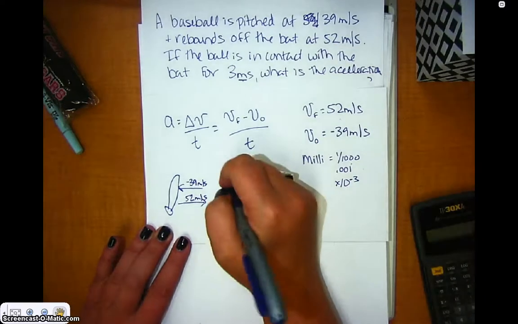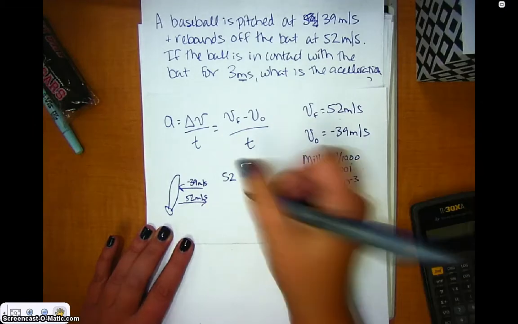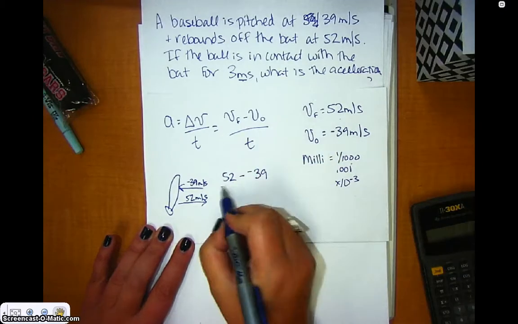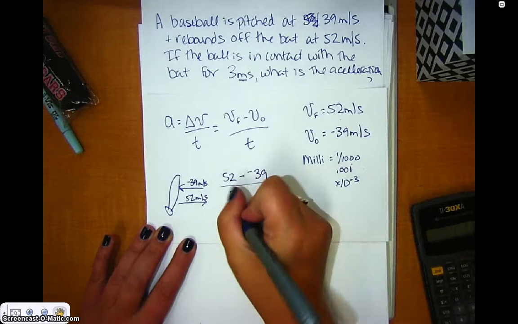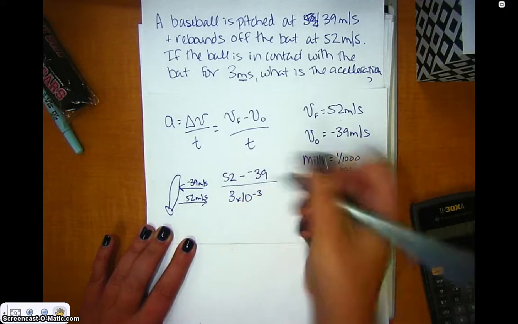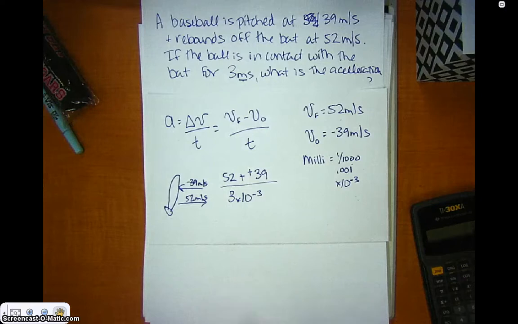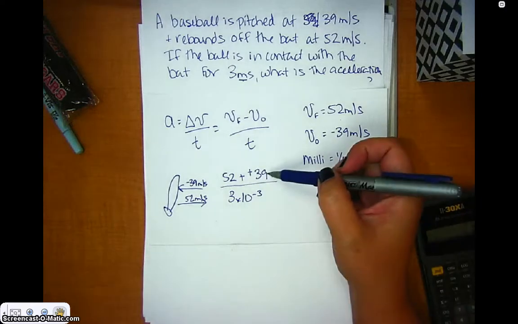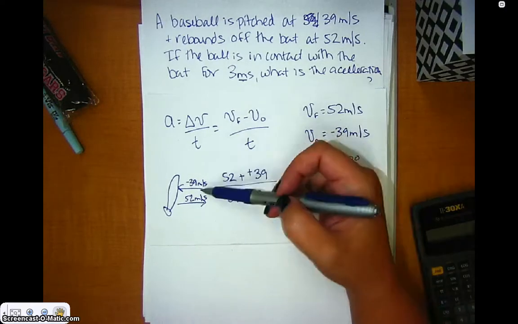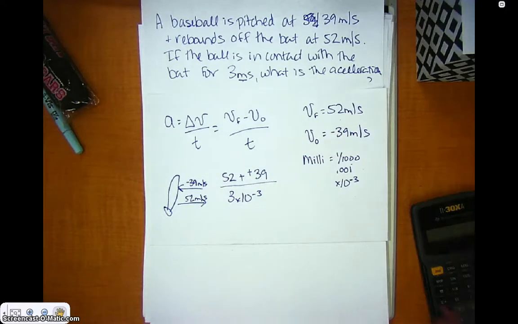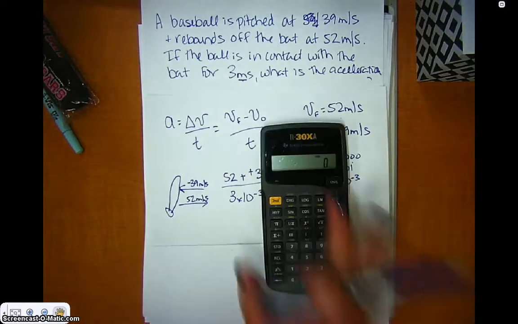I get 52 minus a negative 39 meters per second, all divided by 3 times 10 to the negative third. So this is actually going to be plus a positive. So the actual change is going to be 91, because we've changed it from a negative 39 and then back in the positive 52 direction.